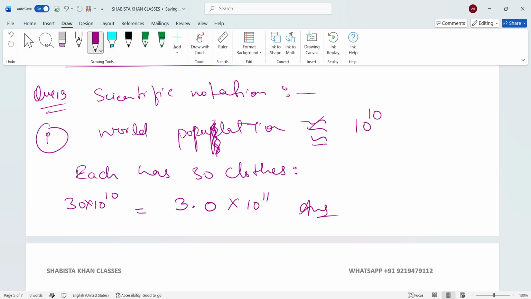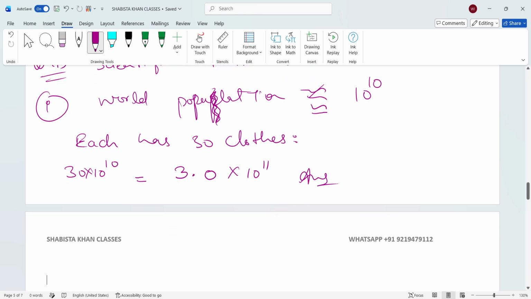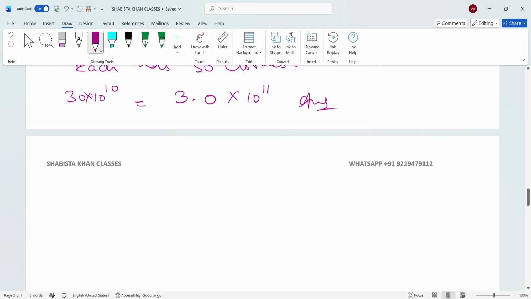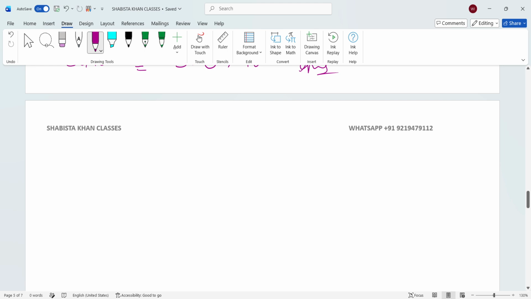The second question, about the colonies of honeybees: world population is about 10 to the power 10. Each has 30 clothes. So the 0 that was in 30 we gave to the 10, so the power of 10 was 10, and with one extra 0 the power became 11, and 30 became 3. So 3 × 10 to the power 11. The scientific notation is 3.0 × 10 to the power 11. The second one.